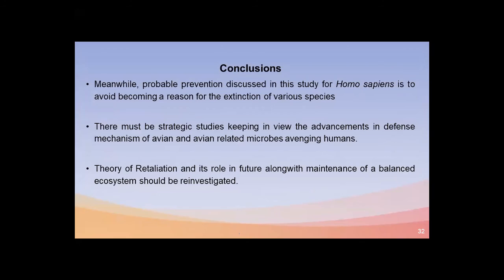Meanwhile, Homo sapiens has to avoid becoming a reason for the extinction of various species. They must have a strategy keeping in view the advancements in the defense mechanisms of avian and avian-related microbes avenging humans. This theory of retaliation will play its role along with maintenance of, and of course, there is a dire need of a balanced ecosystem, which needs to be reinvestigated by the policymakers, that we have to have a balanced ecosystem.